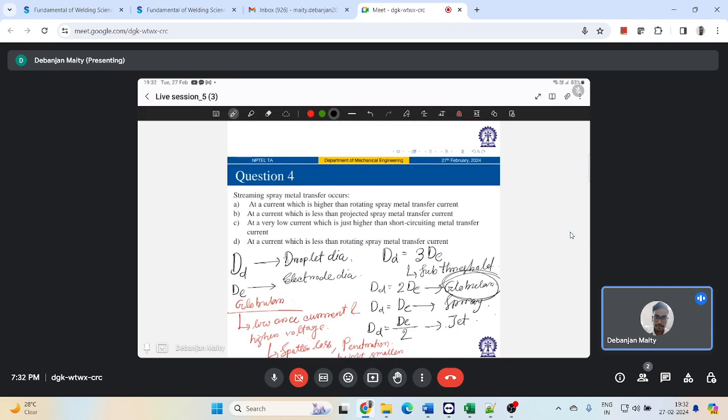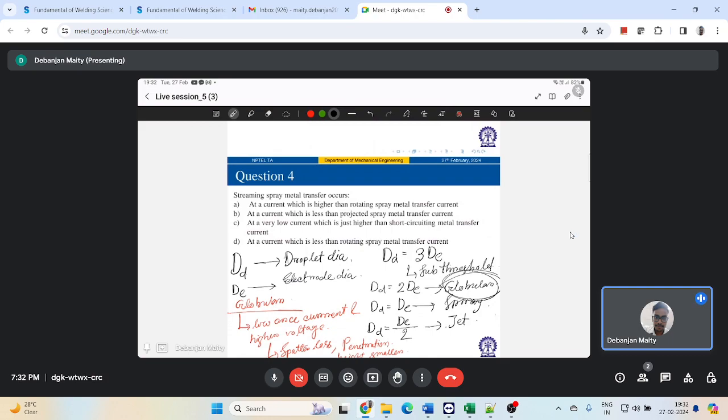Then I ask, streaming spray metal transfer occurs at a current which is higher than the rotating spray, at a current which is less than the projected spray, at a very low current which is just higher than the SCC metal transfer, or at a current which is less than the rotating spray metal transfer current. Which one is true over here?